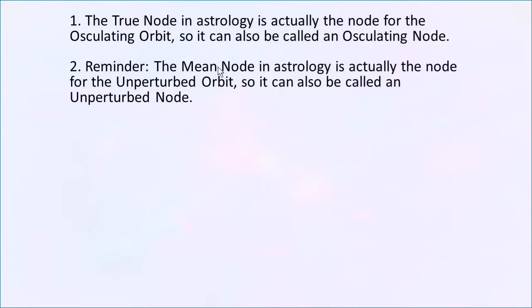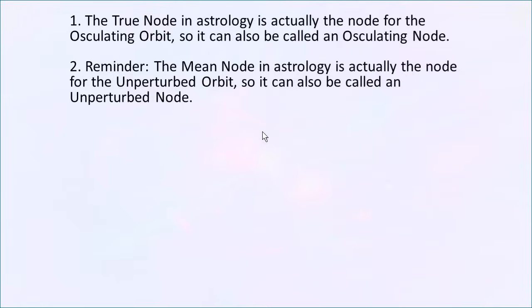Number two, reminder, the mean node in astrology is actually the node of the unperturbed orbit, so it can be called the unperturbed node. I'm going to end this video with this conclusion. From now on, at least until I get to the end, and then we can change the terminology, let's call the true node the osculating node. There's nothing wrong with doing that, because the true node is the osculating node. That's what it is. You now understand the astronomy behind planetary positions and behind the nodes.